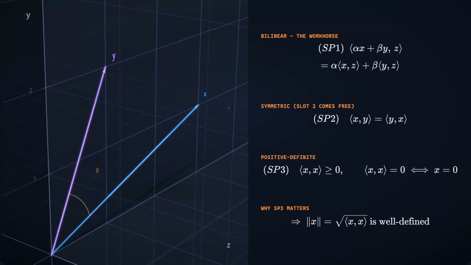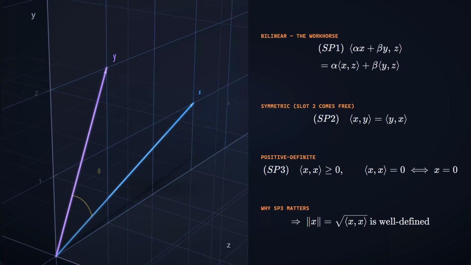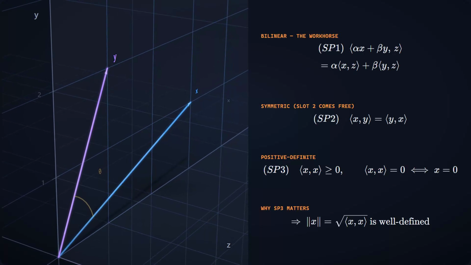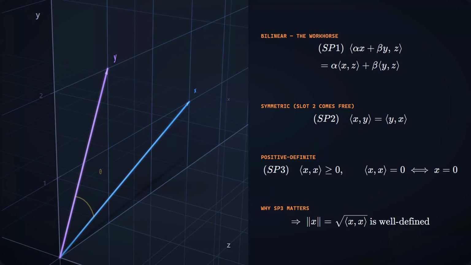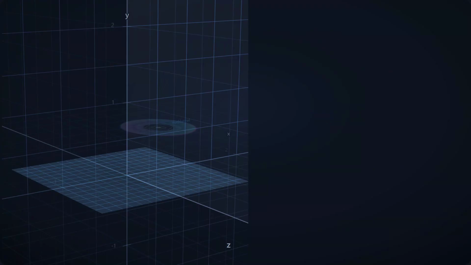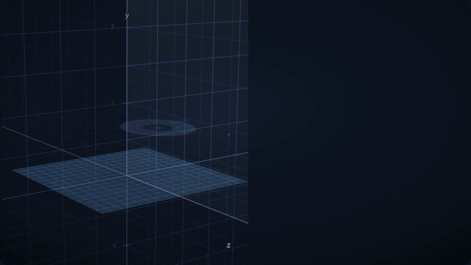Now the reflex the exam is really testing. You're handed a formula and asked, is this a scalar product? You walk the three axioms in order, and here the matrix M is already an old friend. Same M as the tilted ellipse. So where do I even start? Do I have to check all three from scratch every single time?